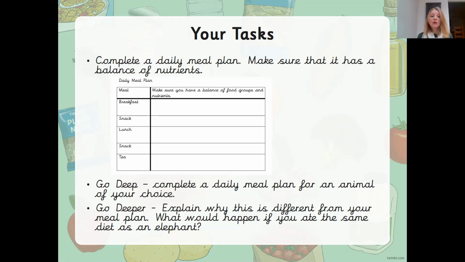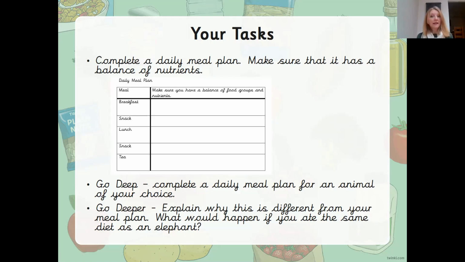of. Your Go Deep today is to see if you can complete a daily meal plan for another animal of your choice. So that might be a meal plan for a dog or a cat or an elephant or a koala bear, okay? So could you have a think about what that daily meal plan would look like?